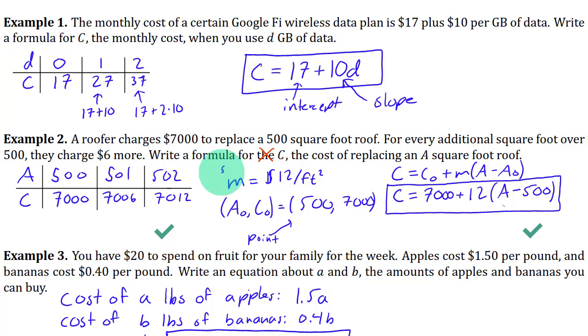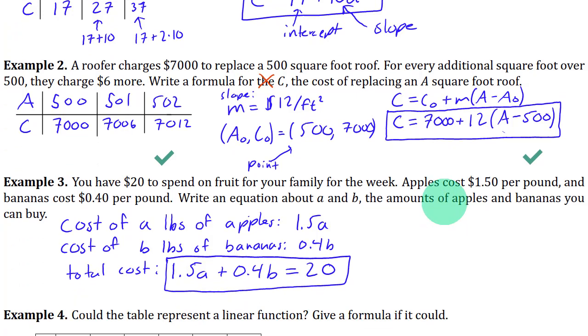And the slope, of course, is 12. So that's point-slope form here, and this one is standard form. Standard form is useful in situations like this where we have what's called a constraint equation. The constraint equation tells you something about the total value of A and B in this situation.